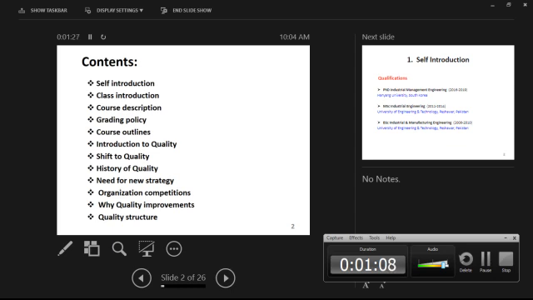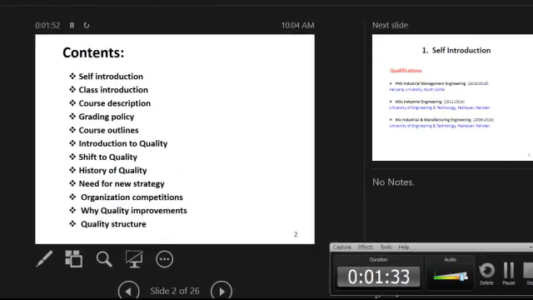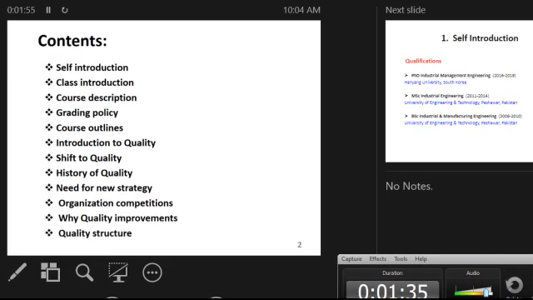Then I will tell you something about quality, shift to quality, history of quality, how it developed, how it comes in the minds of the people, what are the needs for a new strategy, organization competitions, how and why organizations compete on the basis of quality, why quality improvements are required for the industry, and at the end we will discuss quality structure.